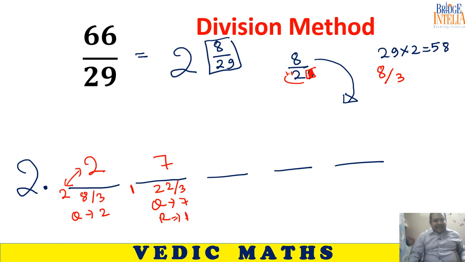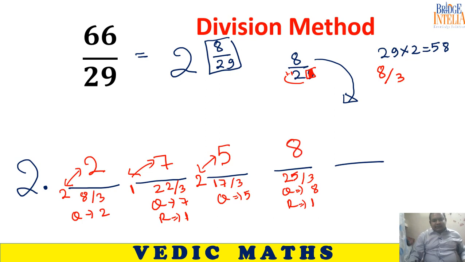Time to fill the next blank using what? 1 and 7, 17. What happens if you divide 17 by 3? Quotient is 5. 3 fives are 15. So write 5 here. Remainder is 2. Time to fill the next blank using what? 2 and 5, 25. So what happens if you divide 25 by 3? Quotient is equal to 8. 8 threes are 24. Remainder is equal to 1. So write 8 here, write 1 here.